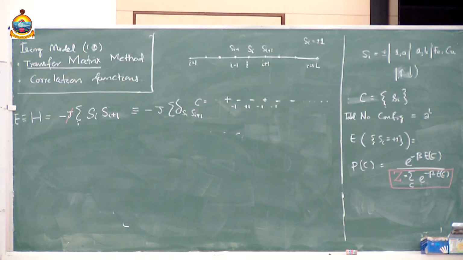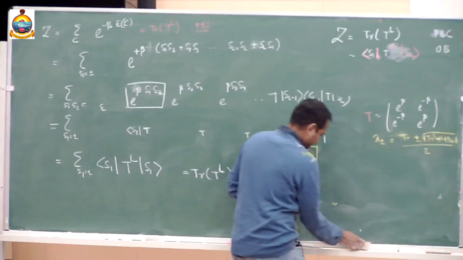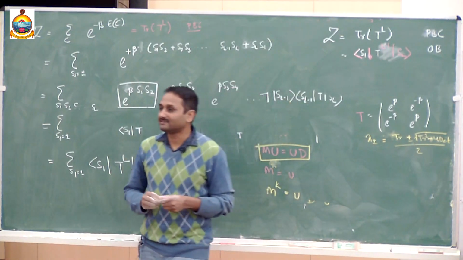So this one is lambda plus times lambda minus. So lambda plus and lambda minus are the trace, plus or minus that, divided by 2. Okay, so that's the formula. So can you now find out what lambda plus and lambda minus are in this situation?